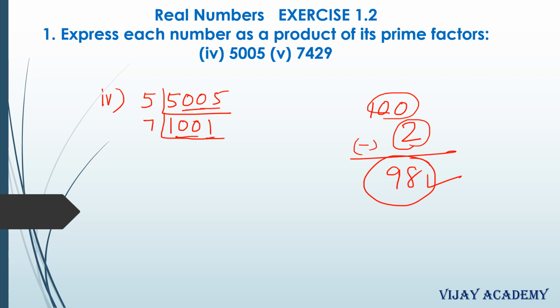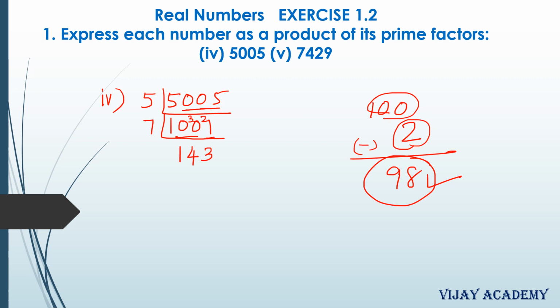So 7 ones are 7, 3 is the remainder, we get 30, and 7 fours are 28, 2 remainder, 21, 7 threes are 21. Now we get 143. So let us check whether this 143 is divisible by 7 or not. So till now we have divided.